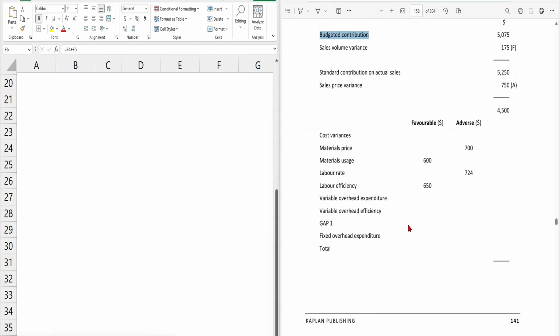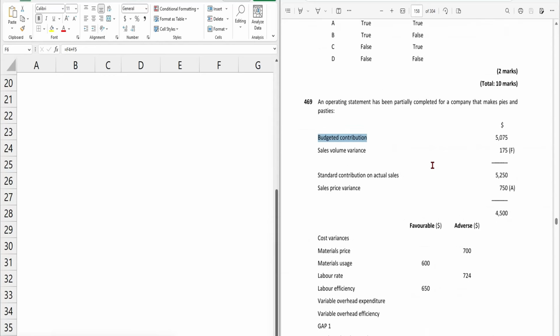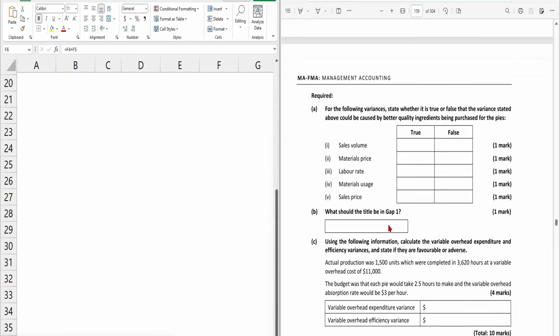Now again, material usage variance. Material usage variance is favorable 600. 600 favorable means you have done a good thing. Good thing means less wastage has been incurred in the production due to the better quality of the material. So you have used better quality ingredients that cause less wastage, right? And less wastage means better usage, and that leads to favorable variances. So again, it's true. Now sales price variance.